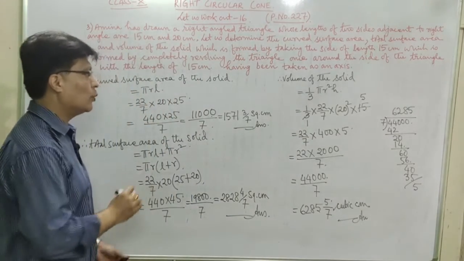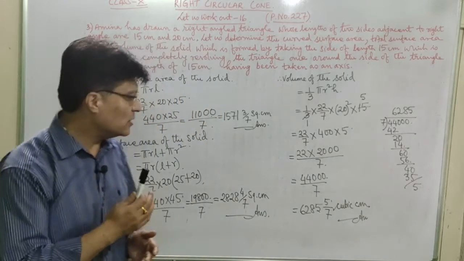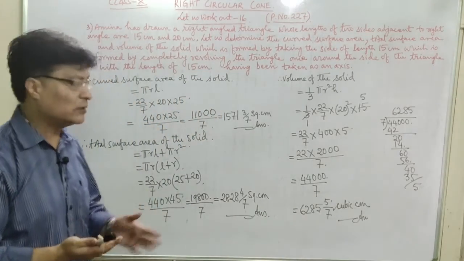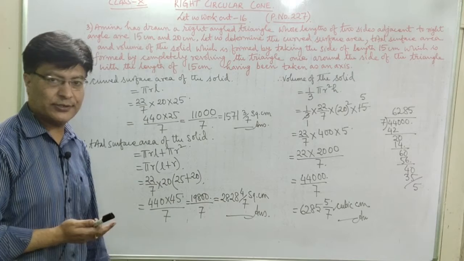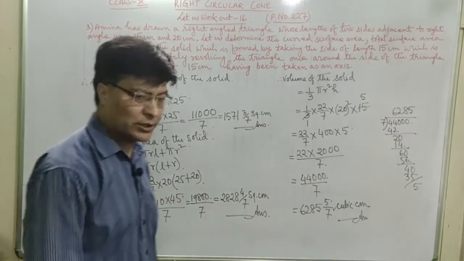So this is the answer. So what is the volume of the solid? It is 6,285. Then the fraction is 5 by 7 cubic centimeter. So these are the answers. So I think you have understood it. So you can copy it. Now we'll do the next question now.